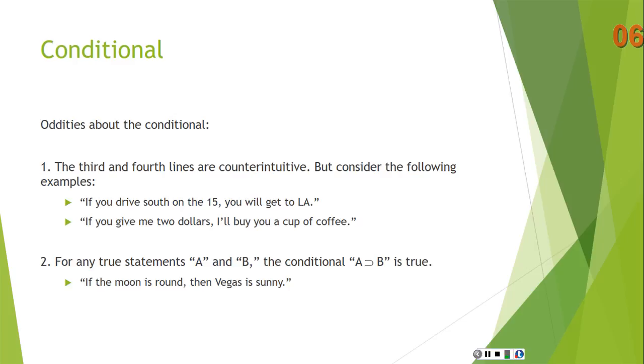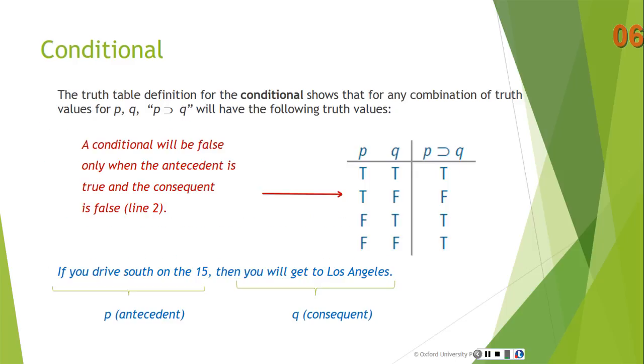I just said, if you give me $2, I'll buy you a cup of coffee. But if you don't give me $2 and I buy you a cup of coffee, it means I'm generous. What about our final possibility? False, false. False antecedent, false consequent. So you don't give me $2 and I don't buy you a cup of coffee. No, I didn't lie to you, because if you would have given me $2, I would have bought you a cup of coffee.